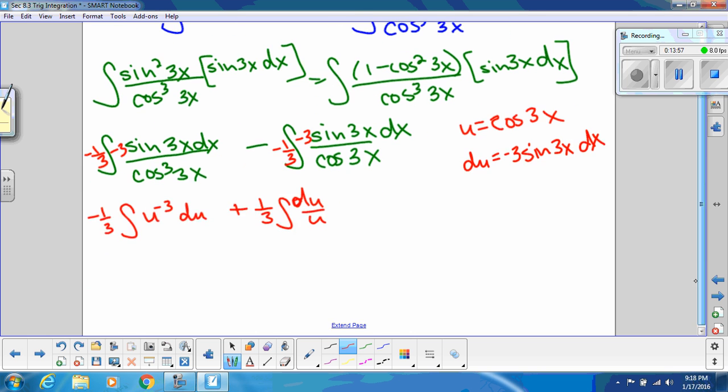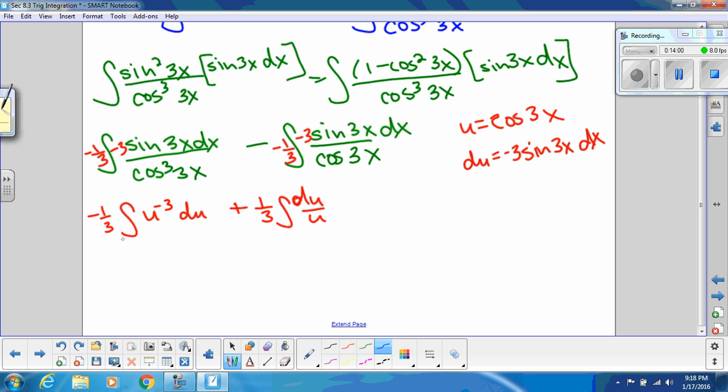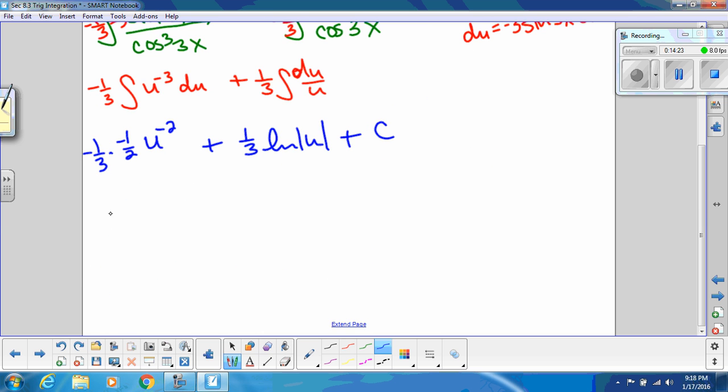Okay, let's integrate. So I'm going to add a power to that u to the negative third, and that's going to be u to the negative second, and then I'm going to divide by the negative 2. I keep saying that wrong. I'm going to multiply by a negative 1/2, divide by the negative 2. There we go. And then I'm going to have the 1/3 ln of u plus c. So now let's fill in those u's. So I'm going to have positive 1/6 cosine, I'm going to put the cosine in the denominator. So this is cosine squared of 3x.